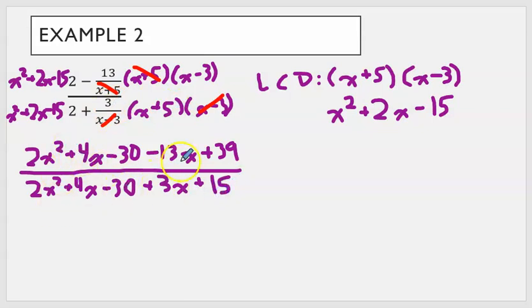Don't try to cancel anything from the numerator and denominator yet. Instead, just focus on the numerator and denominator separately. See what kind of combining like terms you can perform. So I only have one x squared term in the numerator. For x to the first power, I have positive 4 and negative 13. So this will be a negative 9. And then for the constants, we have 39 and negative 30. So this will be plus 9.